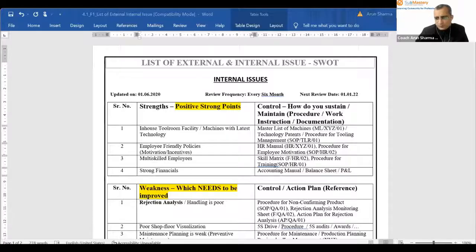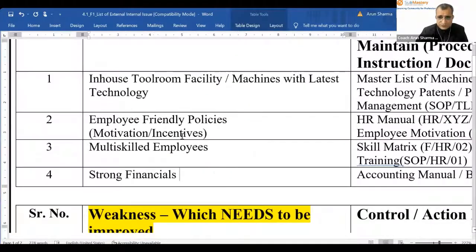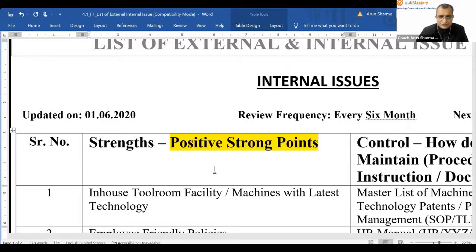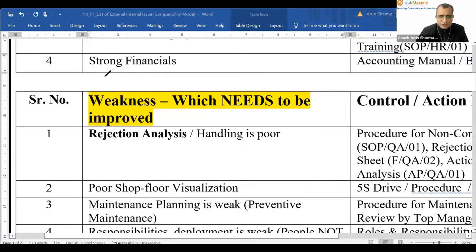This is a simpler example; there could be more complex examples, but I don't want to complicate things, so that's the reason I'm giving this simple example. What is this list of internal and external issues? The methodology being used is SWOT analysis. What is SWOT analysis? S stands for strength, your good points. Strength is something you need to maintain. W stands for your weak area, which needs to be improved.